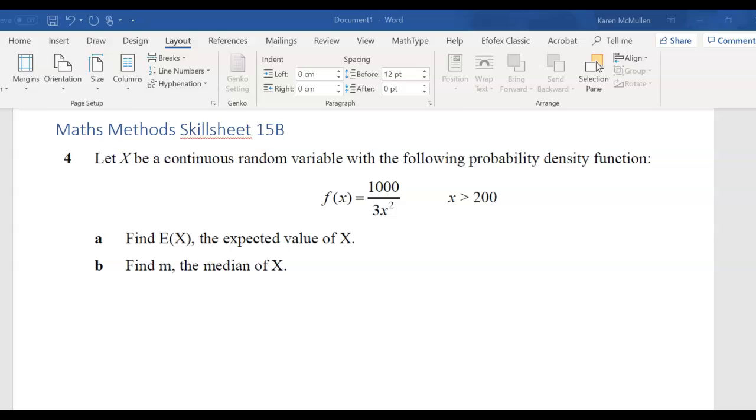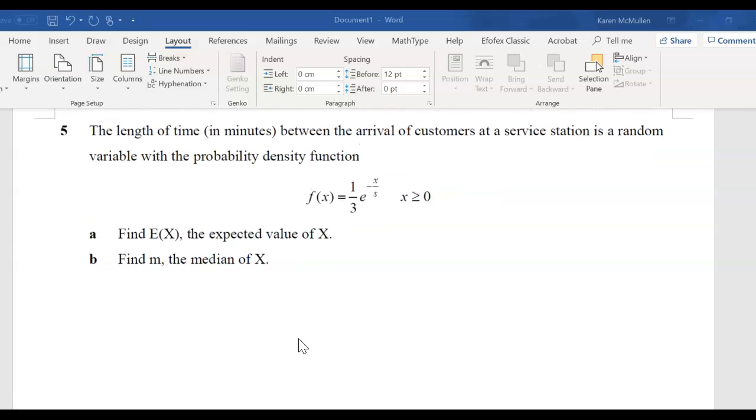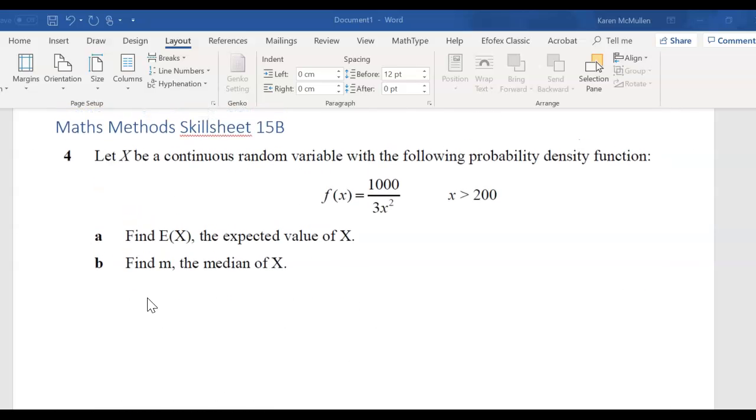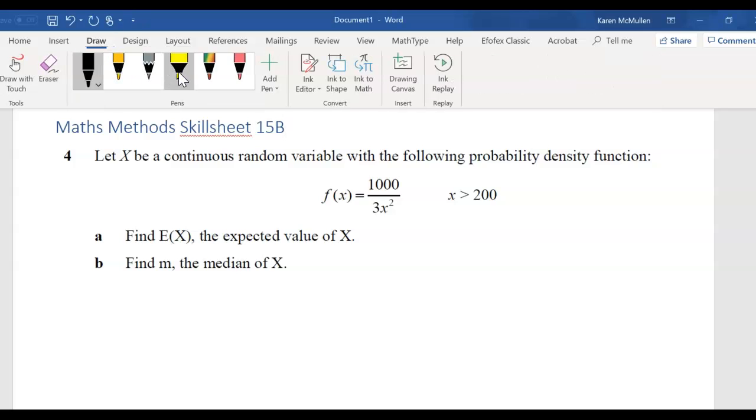Hi everyone, in this video we're going to go through skill sheet 15B, questions 4 and 5. So question 5 is very similar to a question that we've done before, same scenario but different part A and B. When I first saw that, I thought I've already done these questions, but I haven't. I did a similar one, I think, on skill sheet 15A. Anyway, we're looking at just finding the expected value.